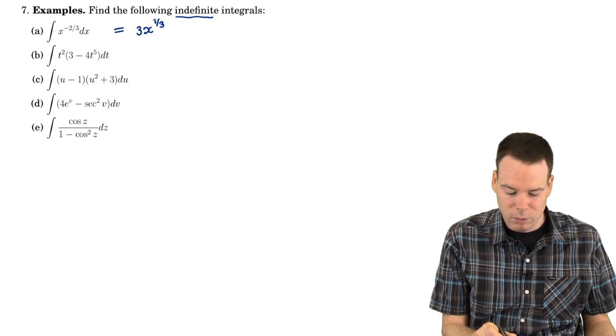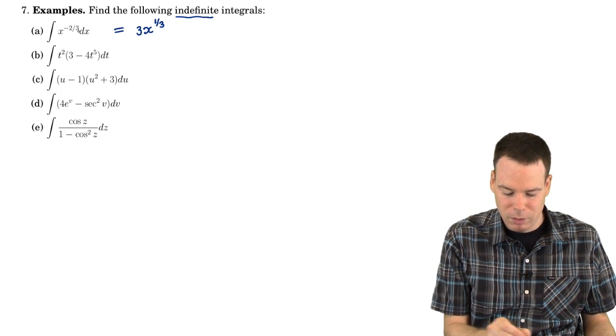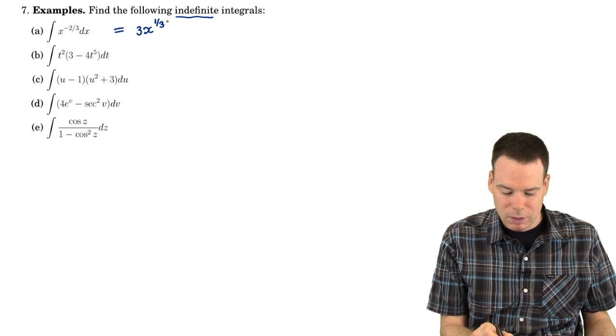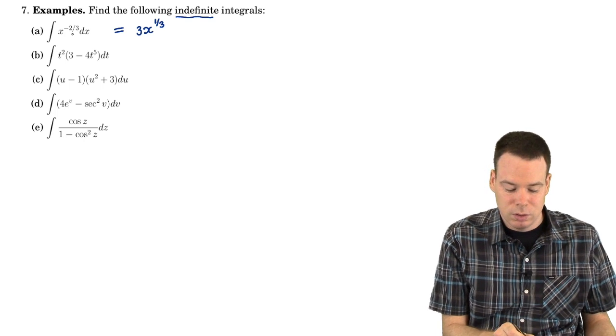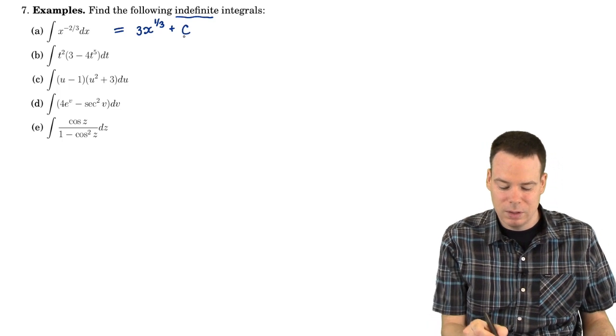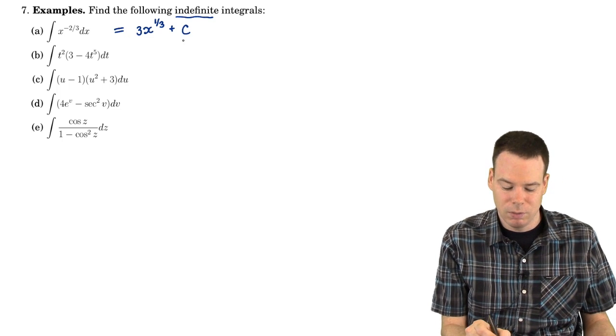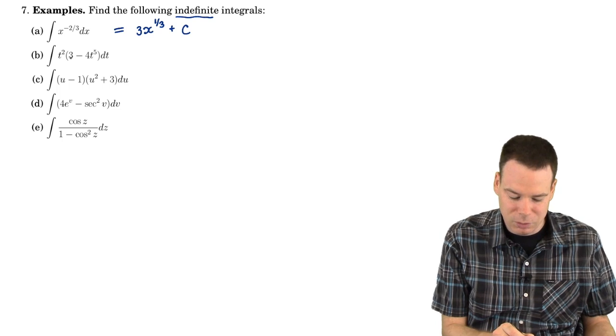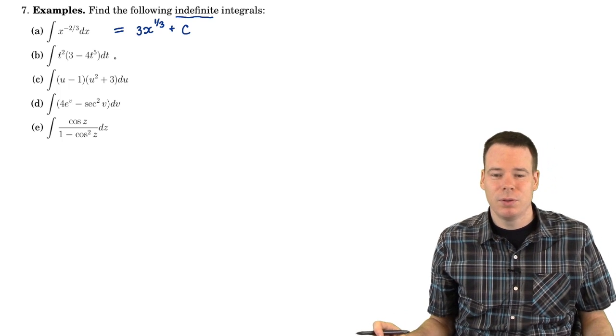So now the derivative is 1/3 comes down, that cancels to give me the 1 I want. And then take away 1 from the exponent. 1/3 minus 1 is negative 2/3. And so there's our antiderivative. And then we add plus c. So now we have the set of all antiderivatives. How about this next one? Well, take a moment, pause the video, and try it out for yourself.